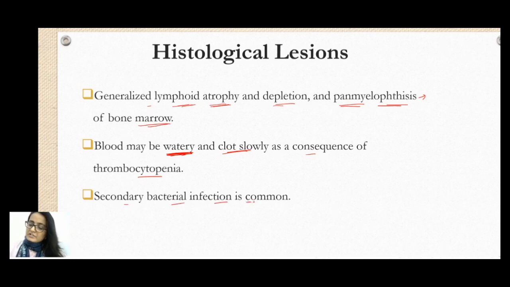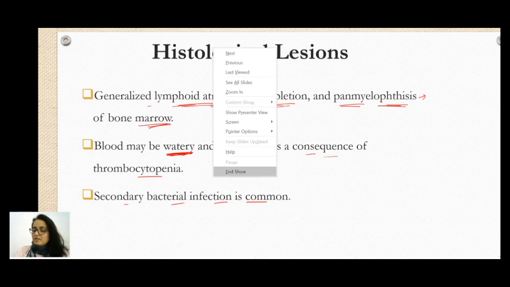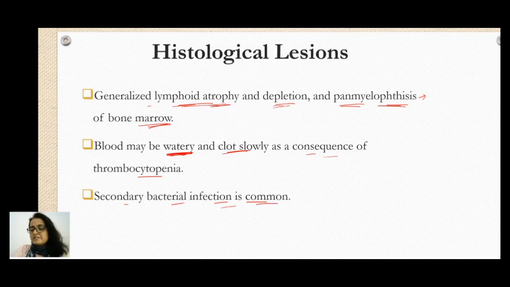Secondary bacterial infection is common. So in the histological lesions, there is generalized lymphoid atrophy and depletion, and panmyelopathy of the bone marrow. Blood may be watery and clot slowly as a consequence of the thrombocytopenia. The secondary bacterial infection is common.